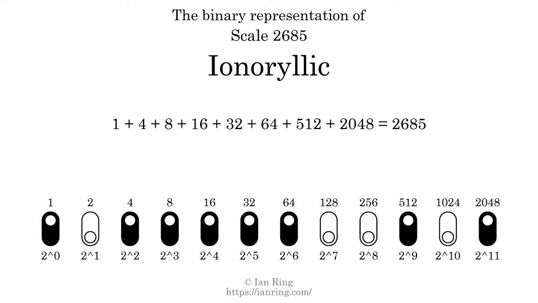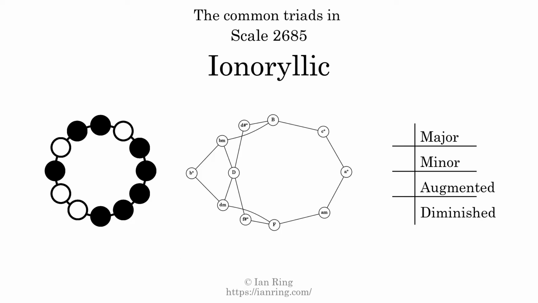That is why the scale number, in decimal, is 2685. The scale number not only enumerates the scale with a unique index, but it also literally describes the tonal content of the scale. Represented as a binary number in base 2, the scale number is 101001111101. Here are the common triads present in this scale.